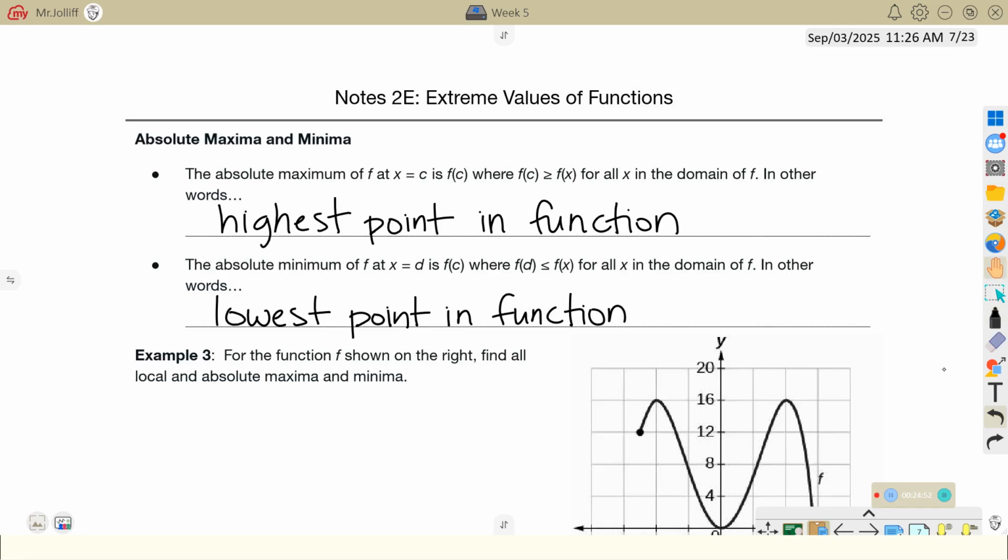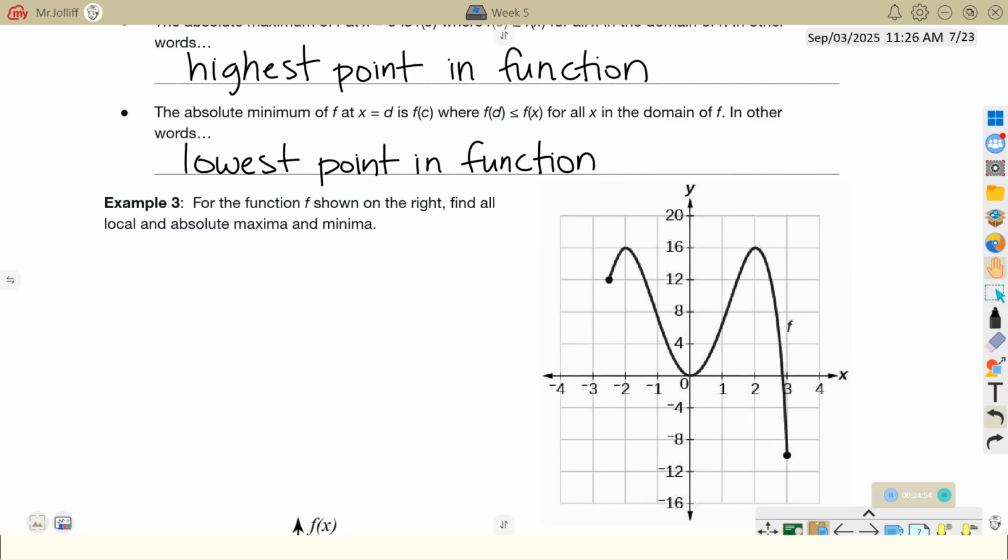So we're going to do some examples. First example, we have a graph of a function here. And I can see that the domain of the function is from -2.5 to +3. Yeah. And it says find all of the local and absolute maxima and minima. So we'll start with maximas.